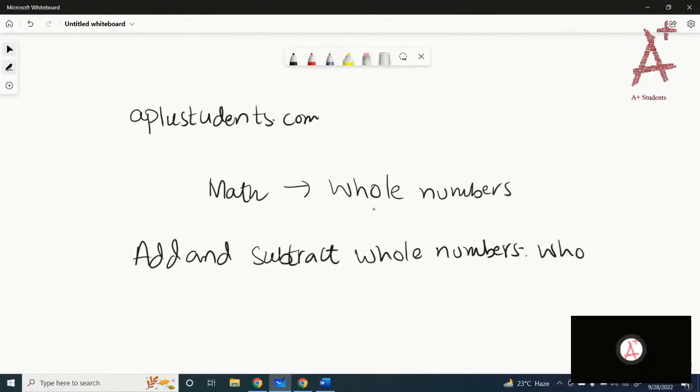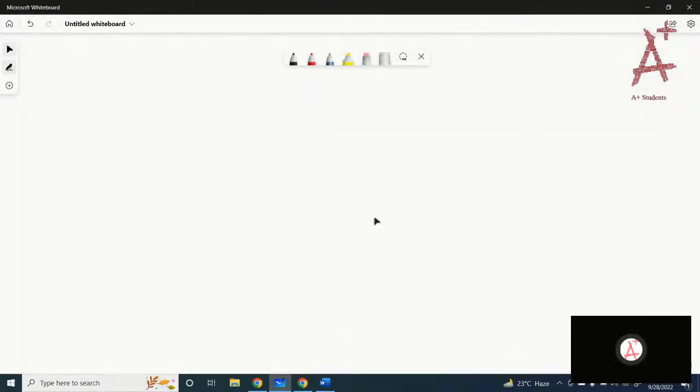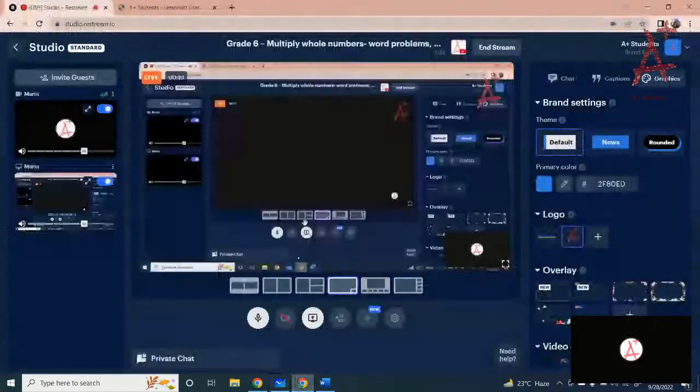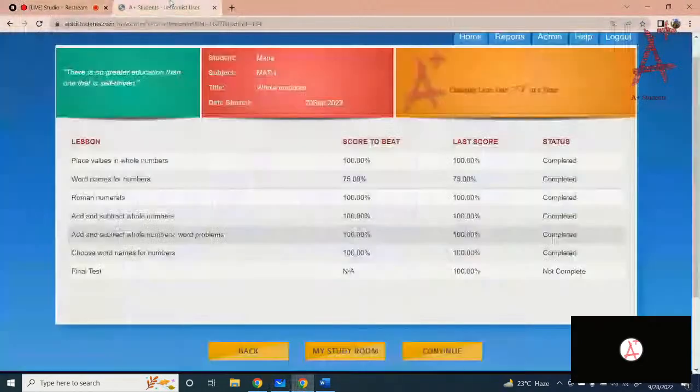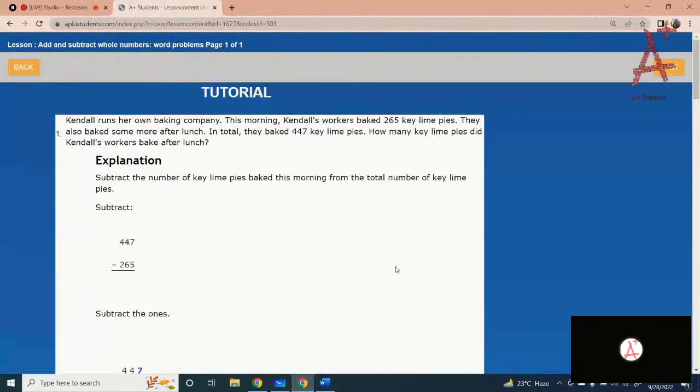Okay, let's start with the lesson. So make sure you have your notebook and pencil, so that you can note down the important points in your notebook. So let's start with the lesson, that is add and subtract whole number word problems. So let's do some tutorial questions, then we'll move on to the test.